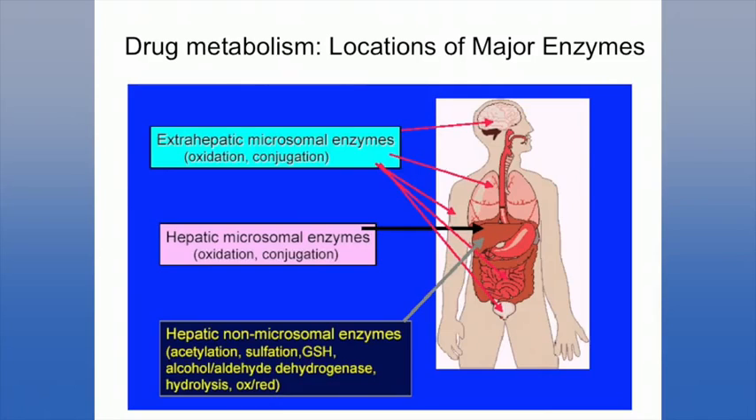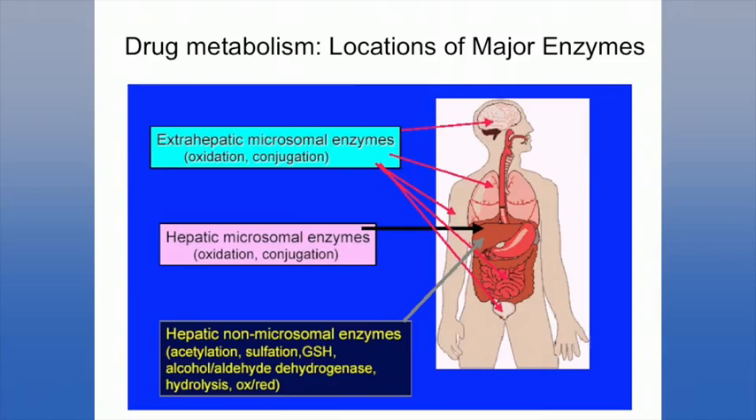These microsomal enzymes aren't confined to the liver. They're also found in other tissues, and that's what you're seeing referred to here. So, extrahepatic microsomal enzymes. They exist in the brain, in muscle, in the kidney, in the heart, and to a lesser extent in the lungs. They are found throughout the body.